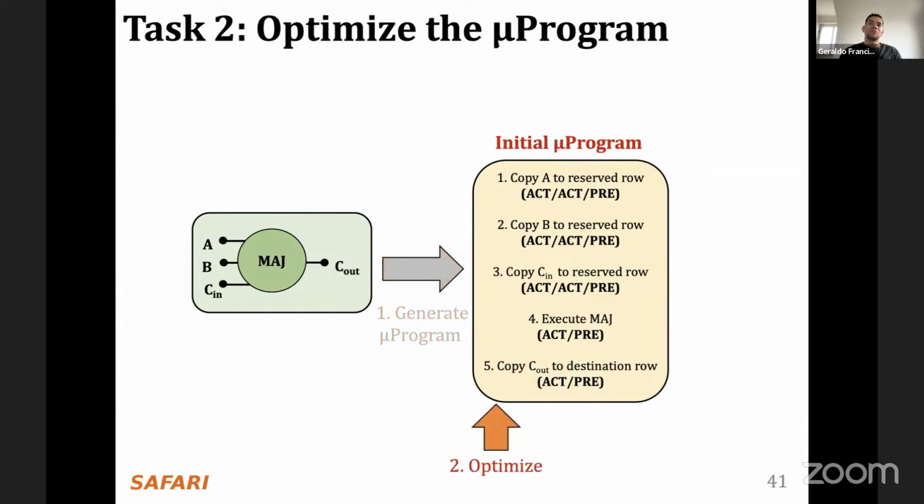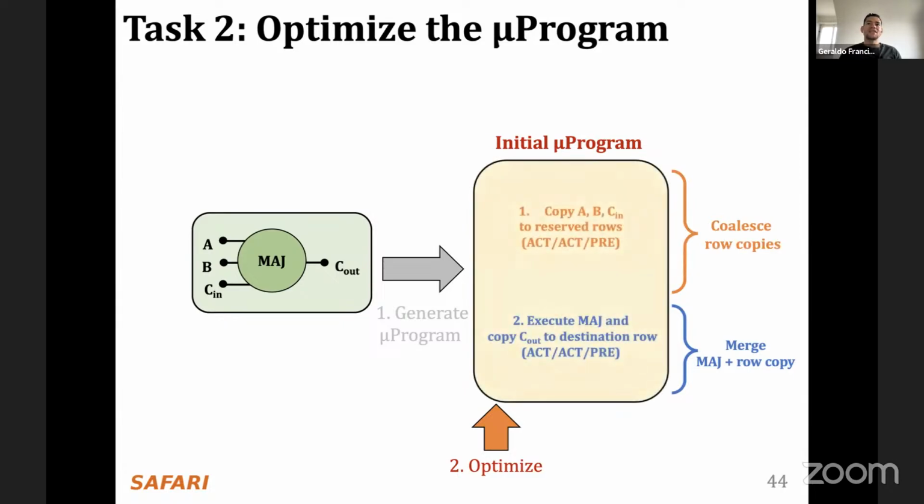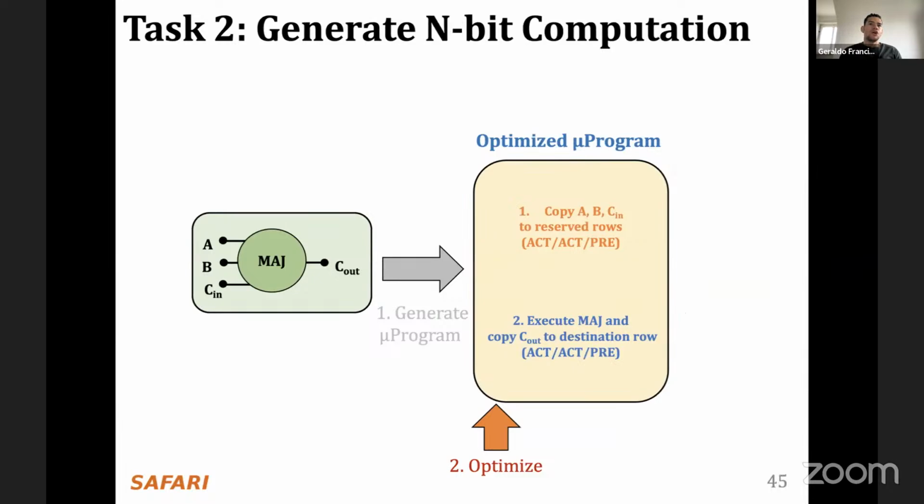In the second part, we optimize the initial microprogram by leveraging the structure of processing-using-DRAM substrates, including the ability to coalesce multiple row copy operations into a single one, and merging a majority operation and a row copy operation into a single operation. With those two optimizations, task 2 of step 2 generates an optimized microprogram that requires fewer DRAM operations to execute the same operation. So once all of the potential operations are coalesced, the framework now has an optimized microprogram that computes the desired operation for 1-bit inputs.